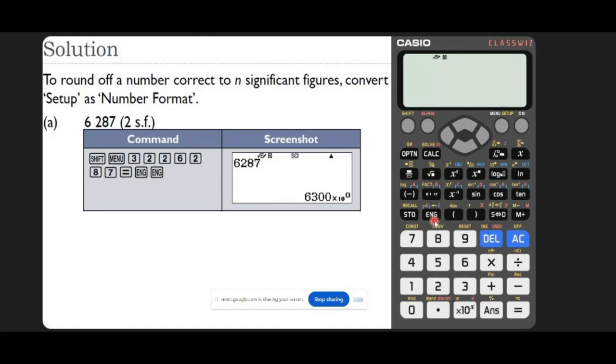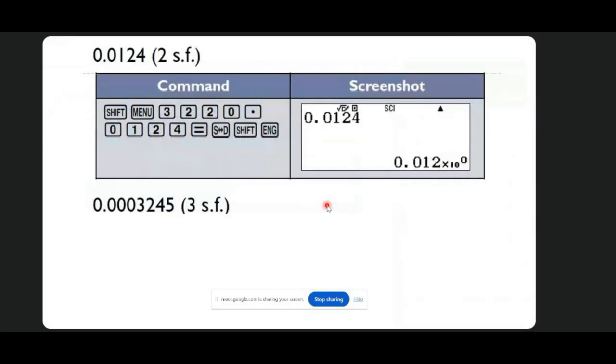Then you will get 6300 times 10 to the power of 0. So you need to make sure the power is 0. This is your final answer. If the power is not 0, that means you haven't got the final answer yet. Make sure that it is power 0, then the number in front is your answer. Okay, so you can try this.